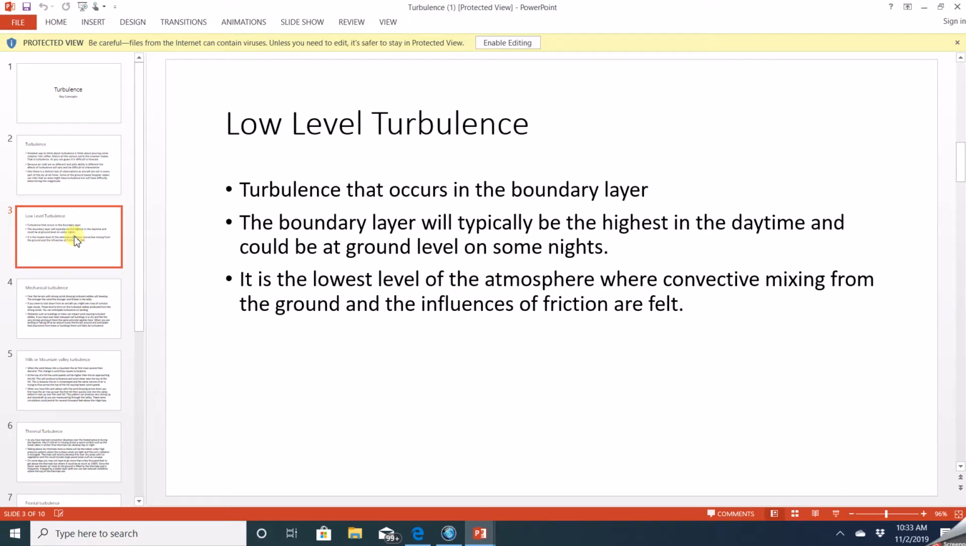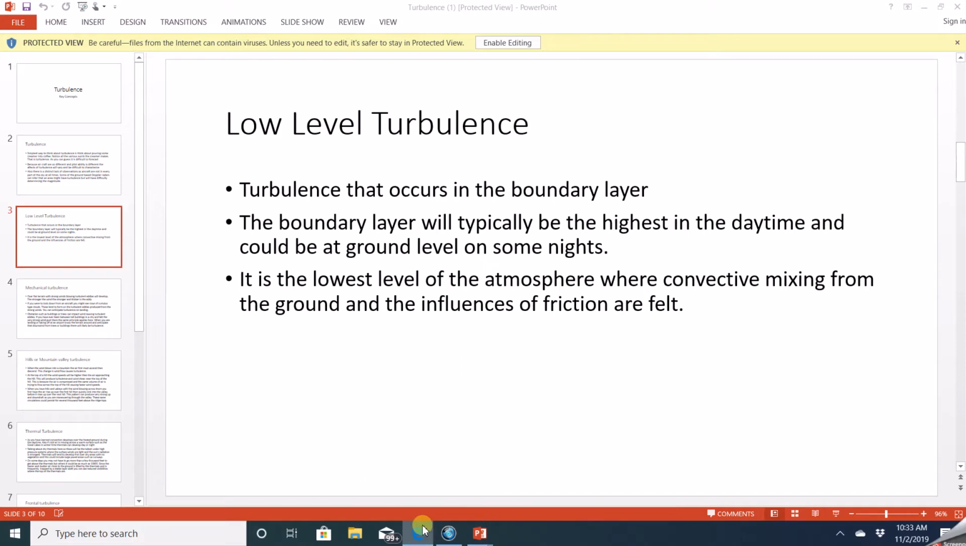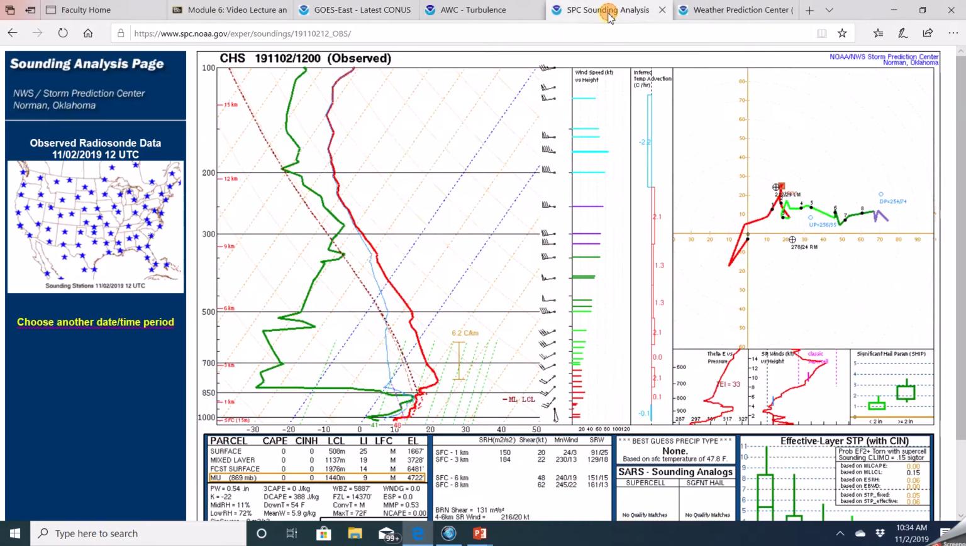Well, let's take a look at low-level turbulence. This occurs in the boundary layer. Remember, the boundary layer is basically the area that's mixing from the sunshine heating up the bottom of the atmosphere. If you were to look at one of the soundings today, there's really no boundary layer here, you can see. No mixing whatsoever. This is a morning sounding.